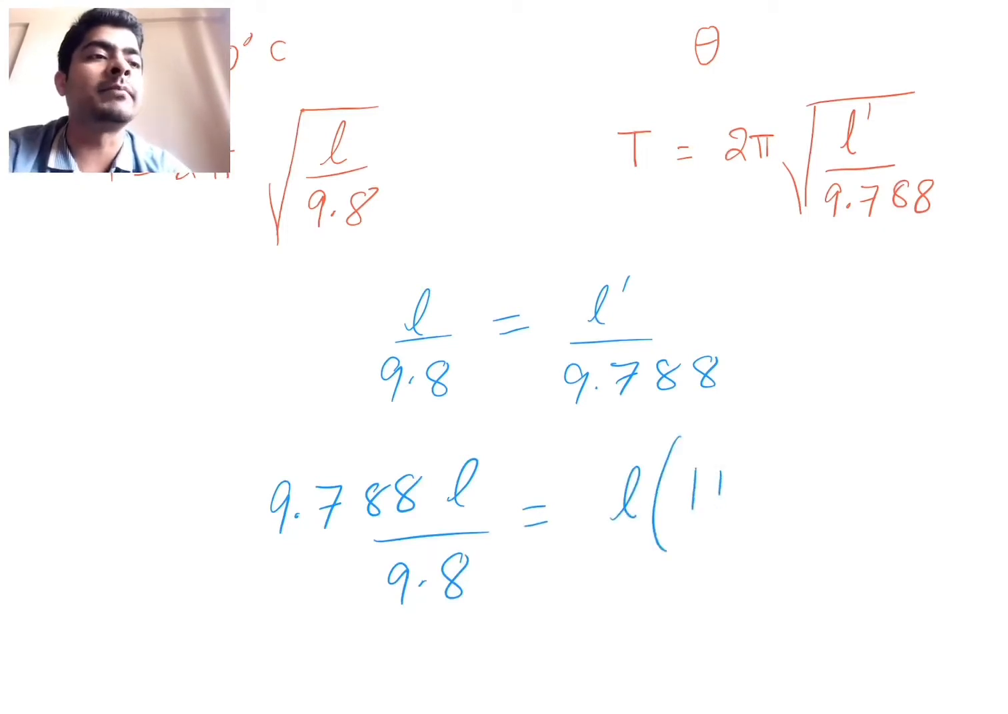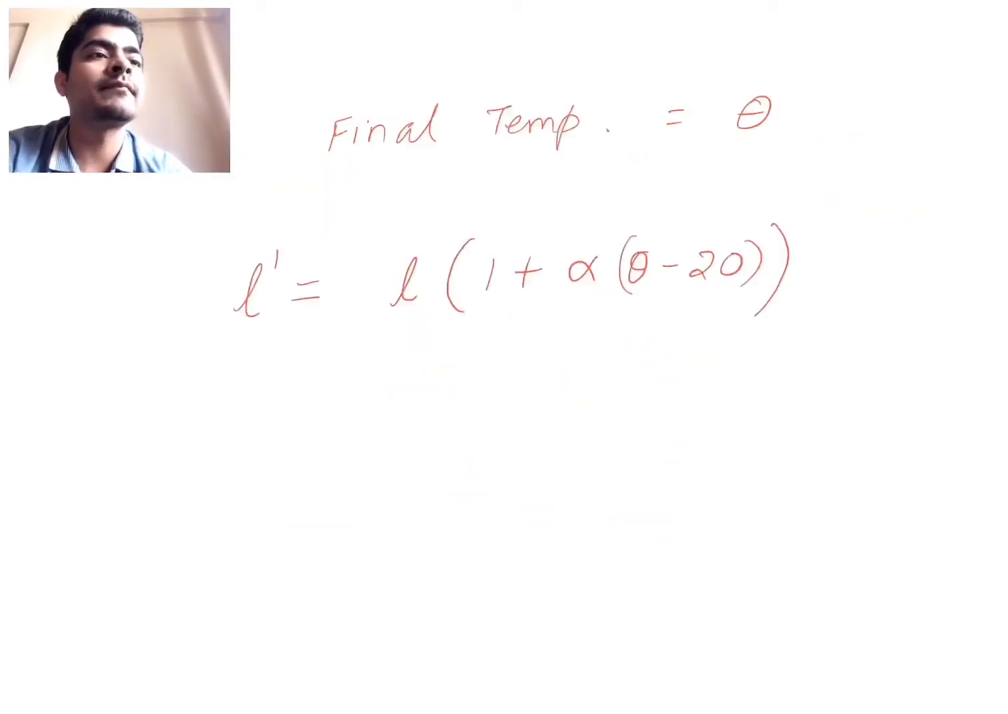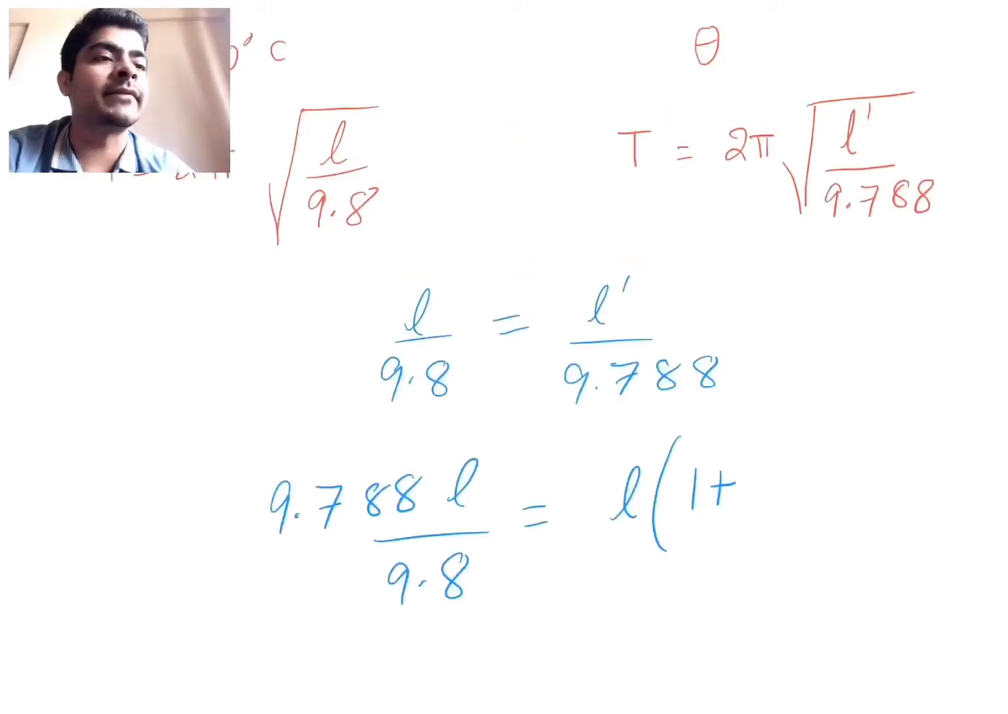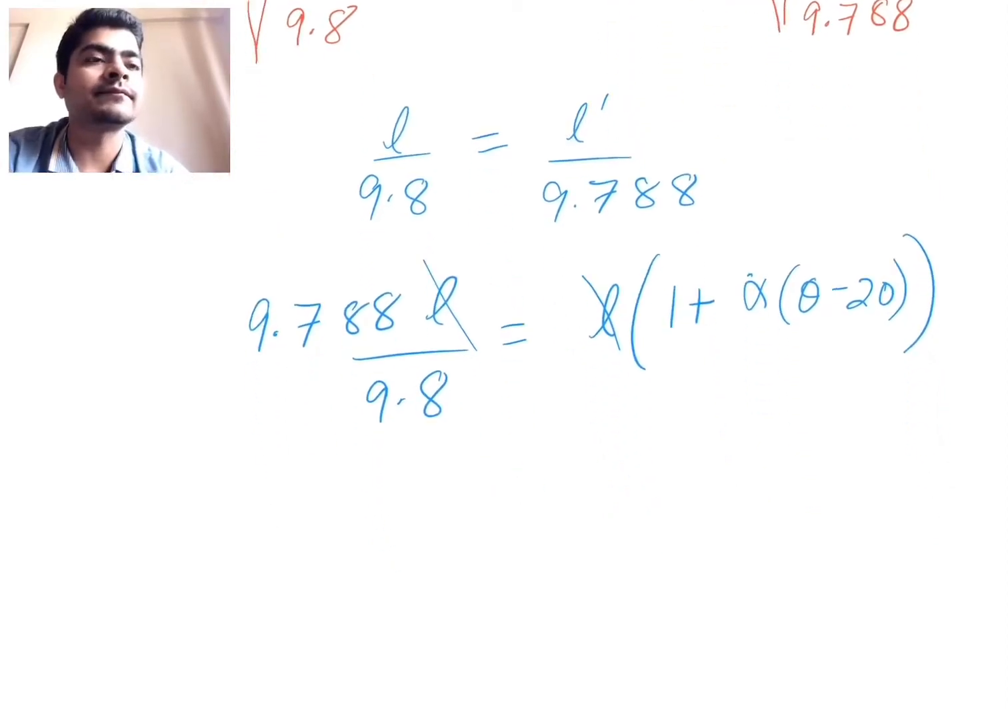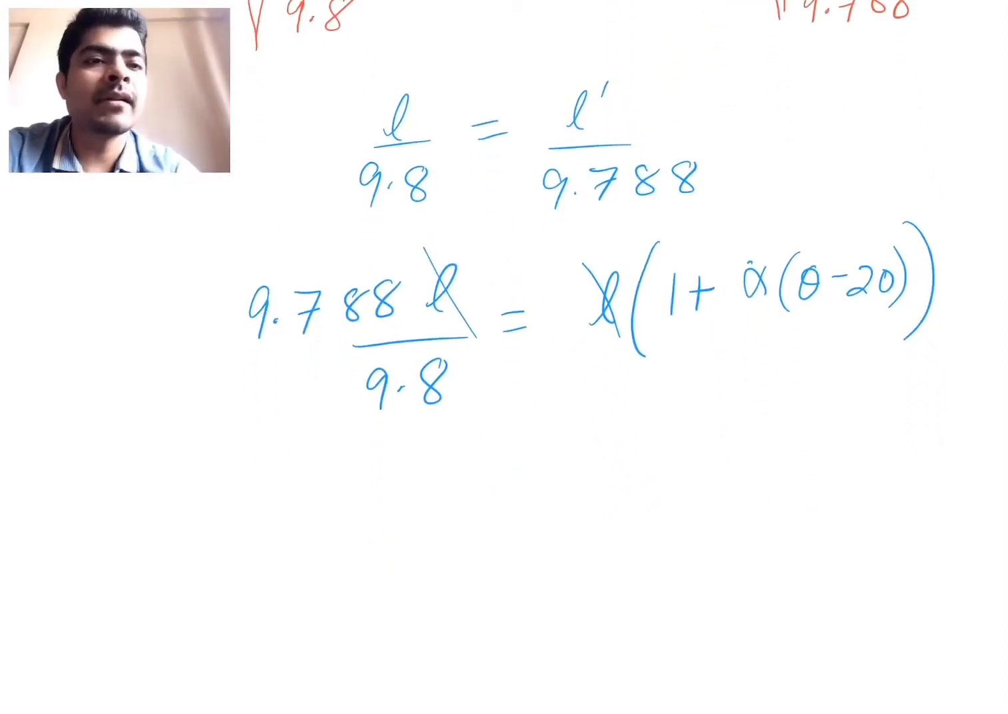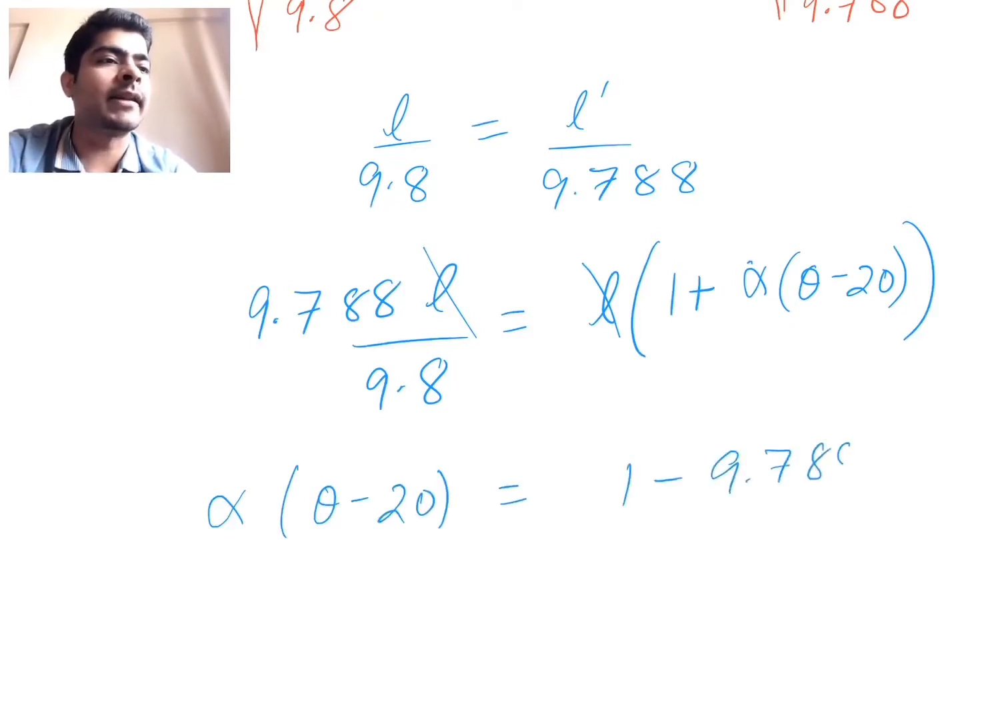L into 1 plus alpha into theta minus 20. Okay, so L will get cancelled out. Then alpha into theta minus 20 is equal to 1 minus 9.788 divided by 9.8.